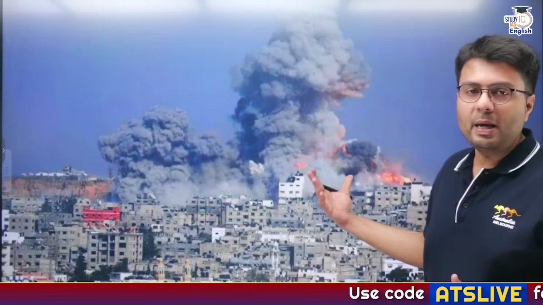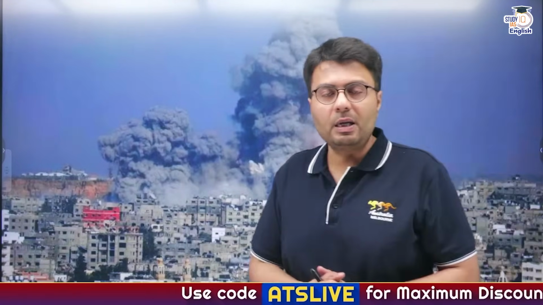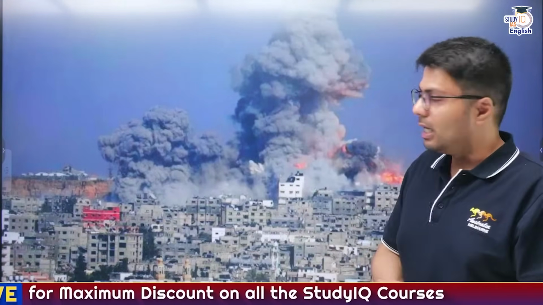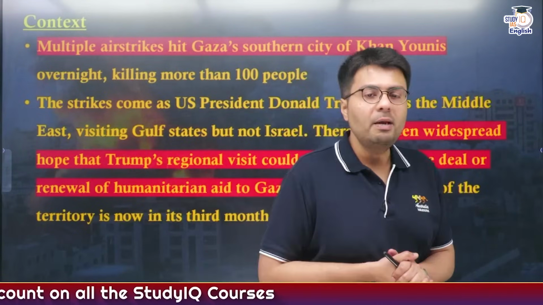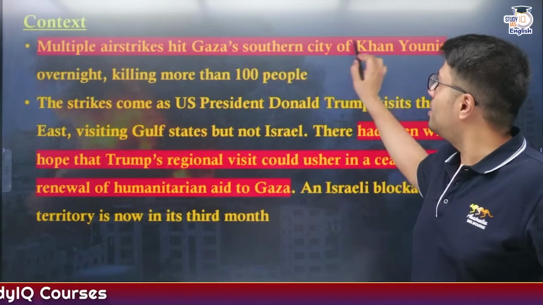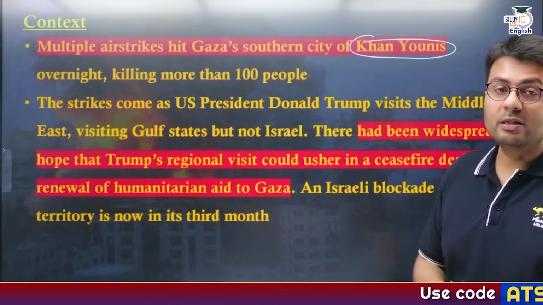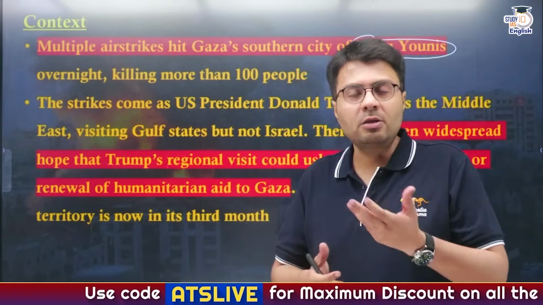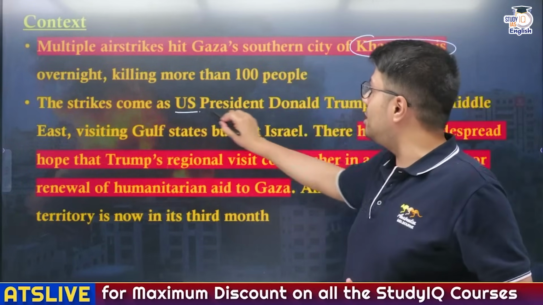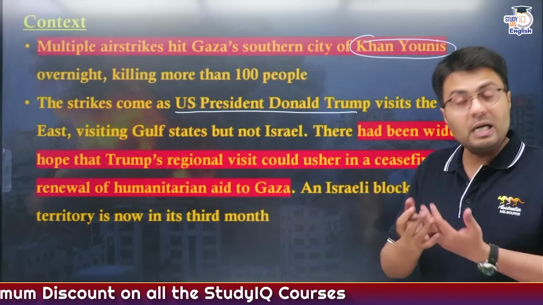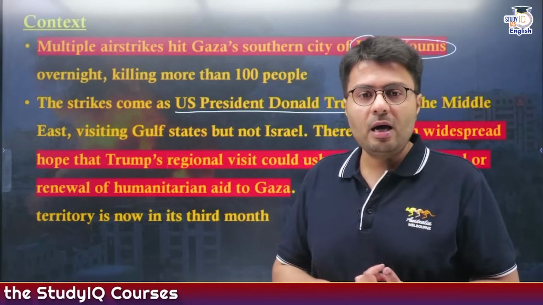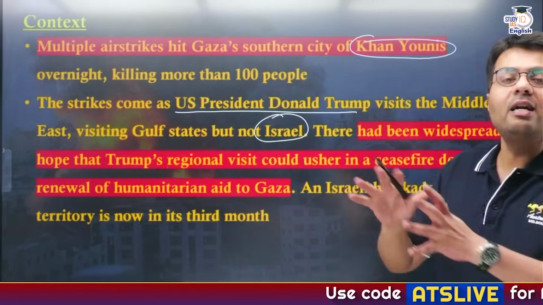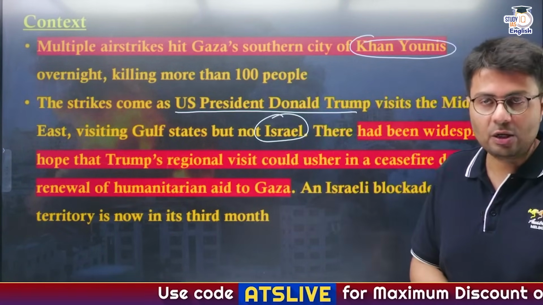Now, as you can see from the image behind me, this is a daily affair in Gaza, because the Israeli Air Force bombs and pounds targets located in the city of Gaza. Recently, multiple airstrikes have struck Gaza, particularly the southern city known as Khan Younis, and this has killed more than 100 people. This airstrike conducted by Israel comes as a surprise, particularly when US President Donald Trump is in the region visiting countries in the Middle East like Qatar and Saudi Arabia. It was expected that he would also visit Israel, but he decided not to visit Israel this time in his Middle Eastern visit.